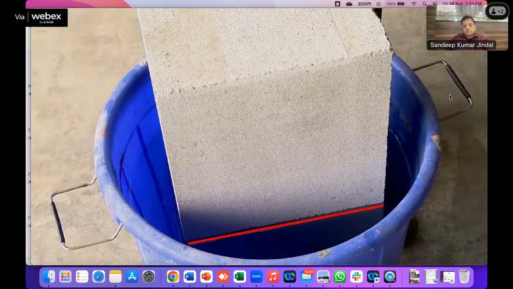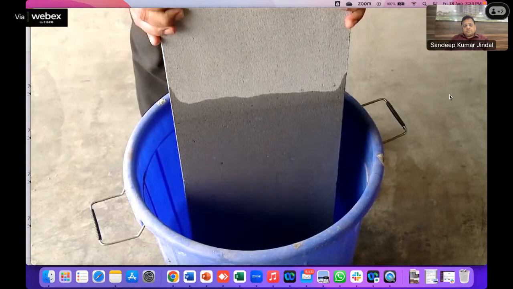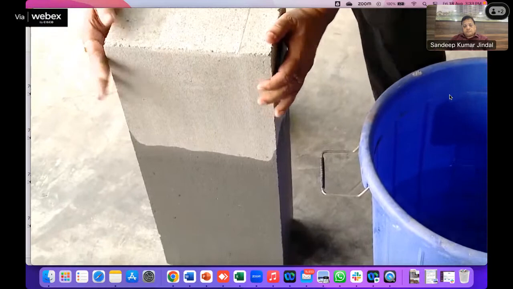In another experiment, when a half-immersed block is taken out of water after 4 hours, we notice that the level of the soaked water by osmosis had increased by 25 millimeters only.